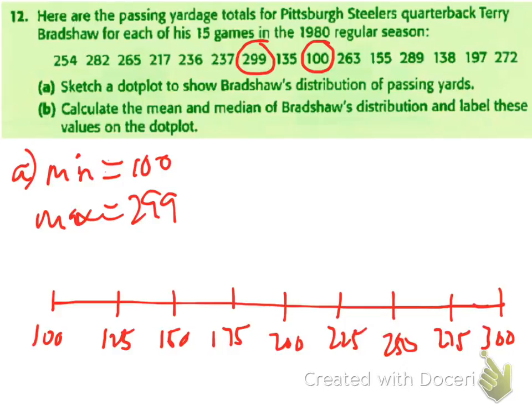Okay, so now 254 puts us right about there. 282. So now we're just filling in the dots. 265, 217. Okay, and you guys can fill these in. 237, that's real close. 299 obviously is way up here. 135 way down here. Whoops. 100.